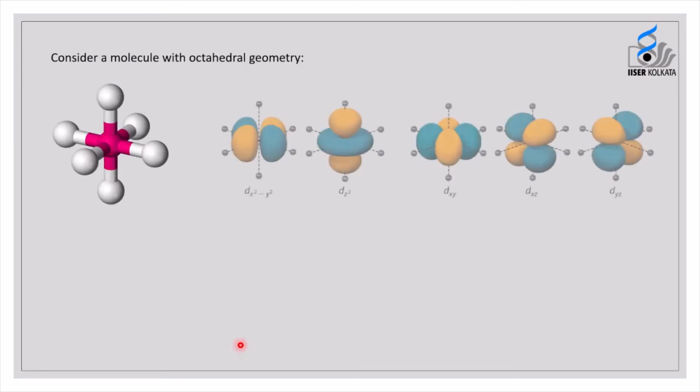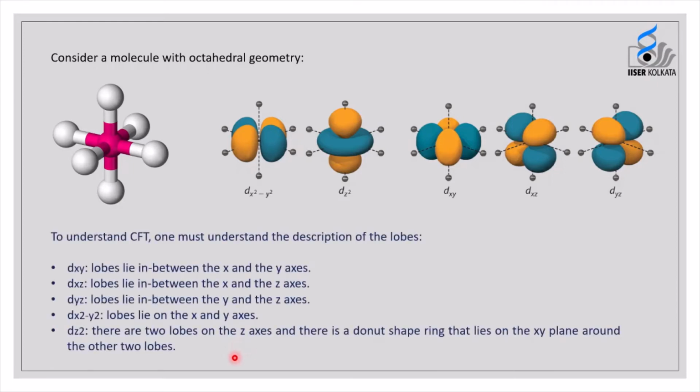Now we are taking a special case of octahedral geometry for better understanding of the complete phenomenon of why splitting occurs. Here this shape is an octahedral shape, and if we join all the edges, the 3D shape which comes is known as octahedral. That's why it is known as octahedral geometry.